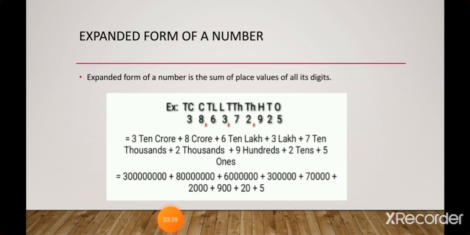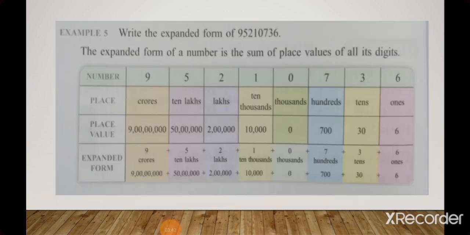So like this, you should expand the given number. So you can see here one example which is also there in your textbook. Write the expanded form of 9 crores 52 lakh 10,736. So you should write this number in the place value expanded form. So before going to the expanded form, you should write this number in the place value chart. So the number is 9 crore 52 lakh 10,736. Okay. So next you should write the place.